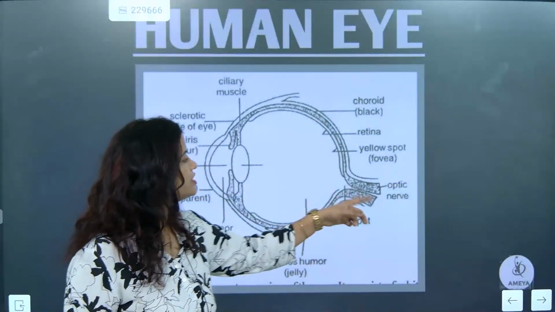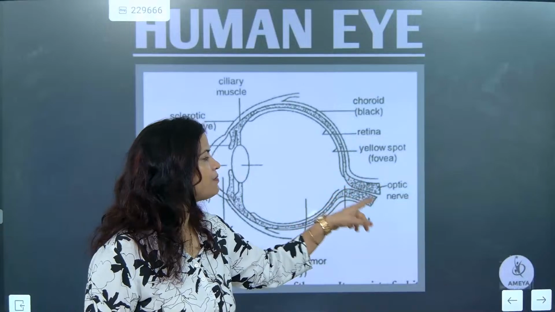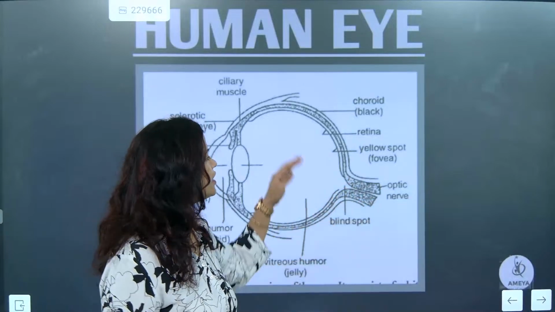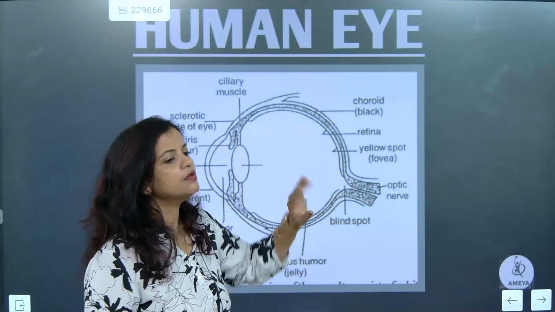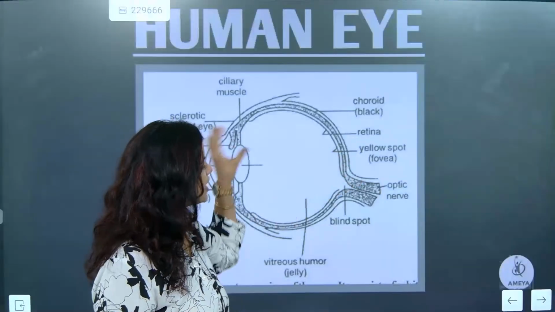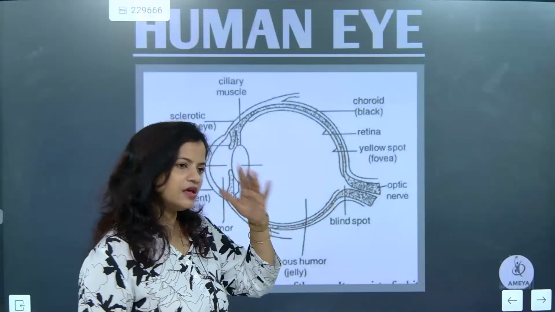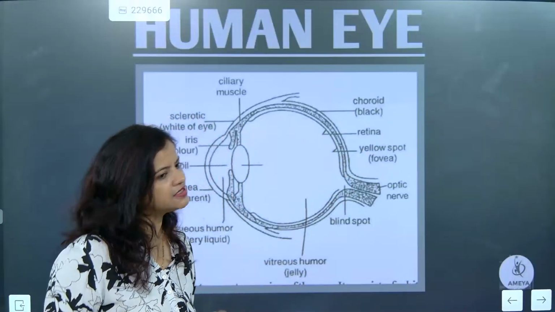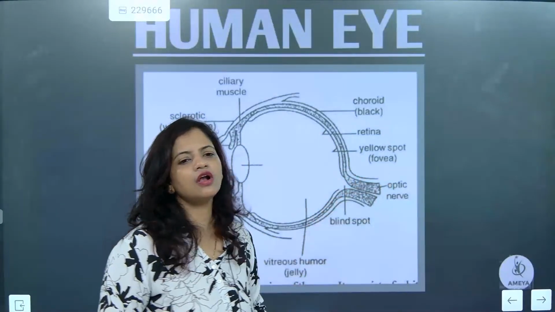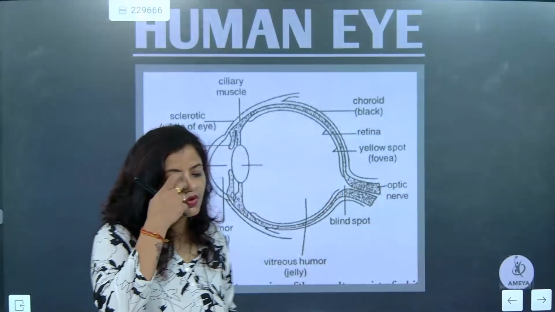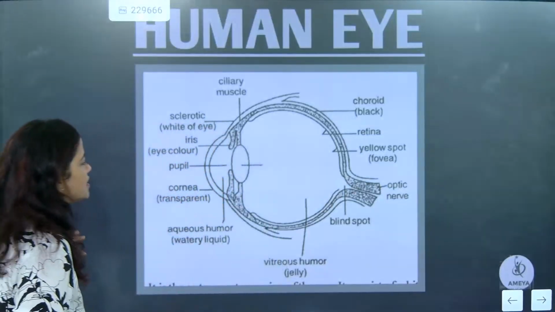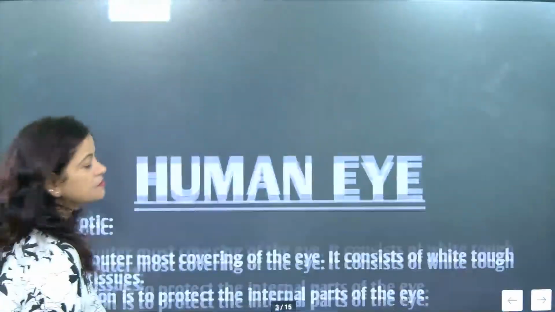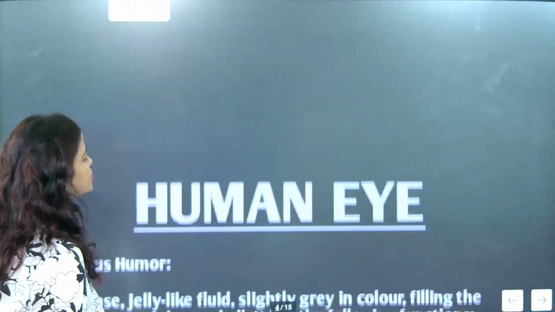In the blind spot, what exactly happens? The optic nerves pass through the blind spot. So if any image falls exactly here, it will not be seen. But any image falling on the yellow spot will be seen. Understood? What is the word? It is called the fovea. Now we are going to learn about the fovea because last class we did up to here.